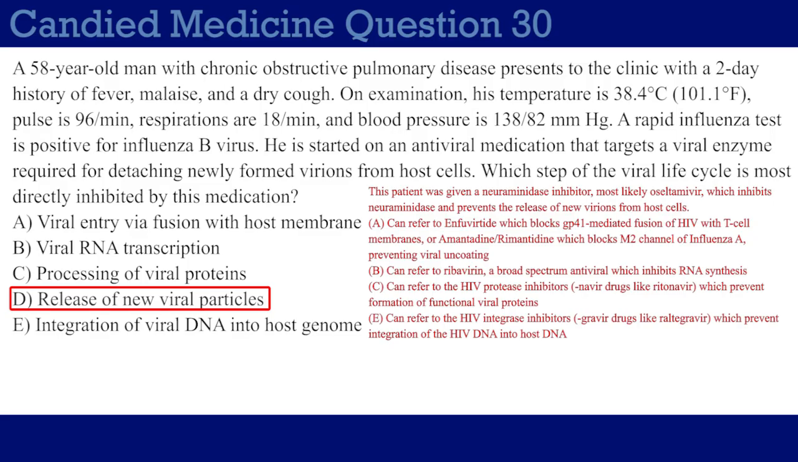Choice E, integration of viral DNA into host genome. Again, this can refer to some HIV drugs, in this case the integrase inhibitors, which are the gravir drugs like raltegravir. The integrase inhibitors can cause elevated creatine kinase. I think it's more important that you just generally know that if you see an HIV drug with a gravir in the name, that it's an integrase inhibitor.